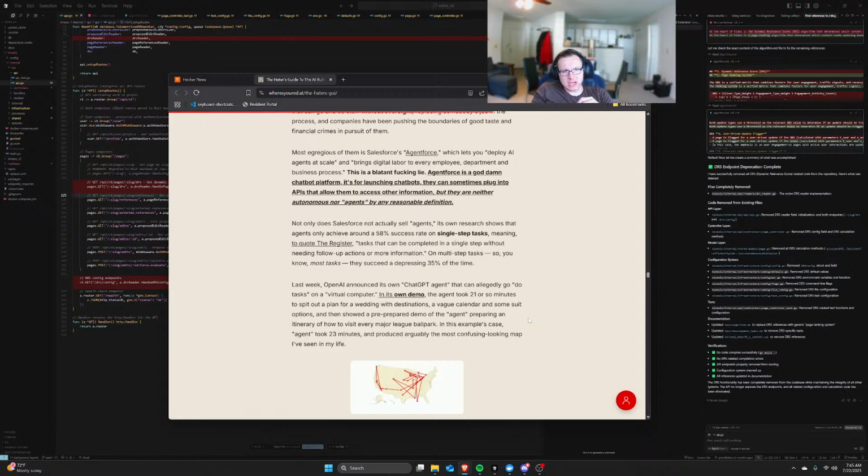Yeah, there's too much agent hype. That's true. Not only does Salesforce not actually sell agents, its own research shows that agents achieve only around a 58% success rate on single-step tasks, meaning, to quote The Register, tasks that can be completed in a single step without needing to follow up.